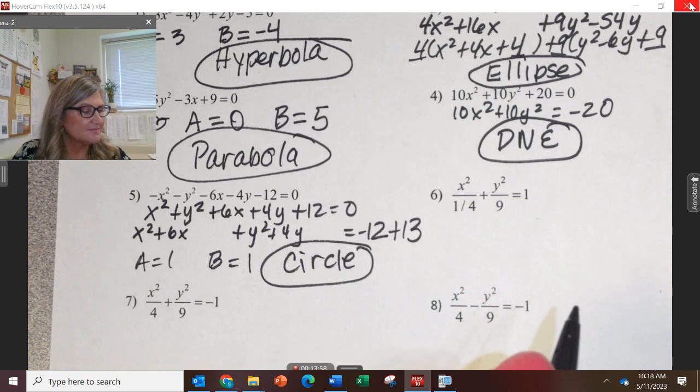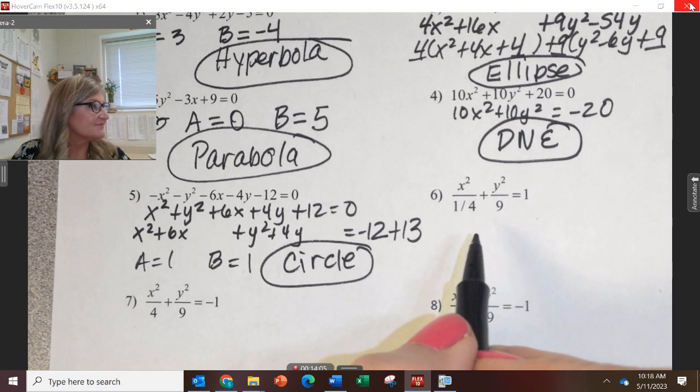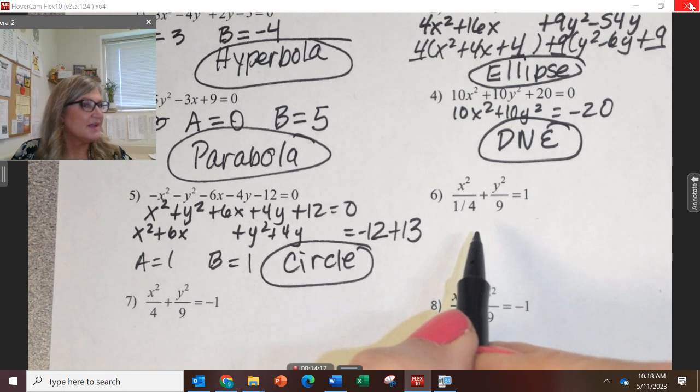Reese, what do you think? Circle. Do you guys agree, circle? Ethan, what do you think? Say ellipse. You say ellipse? What do you guys think? Circle or an ellipse? An ellipse.